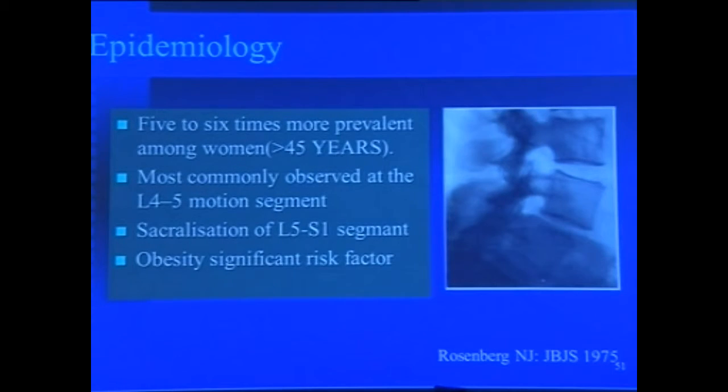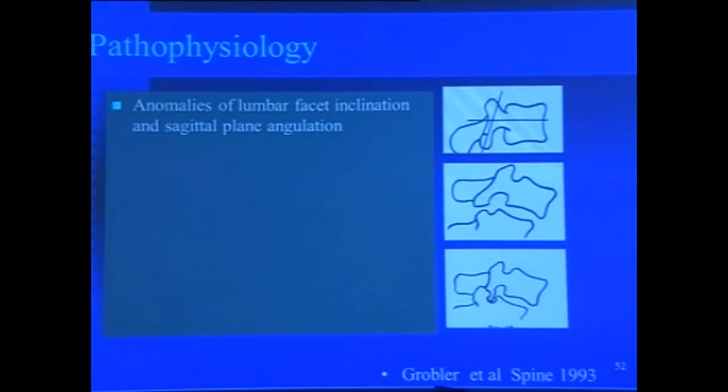It is 5 to 6 times more common among females, those who are obese, and the age of these patients is approximately more than 45 years. And the commonest site where the slip could be is L4, L5, whereas in case of the isthmic, it could be L5S1. Sacralization is the commonest factor associated with this, and most of the patients are obese.